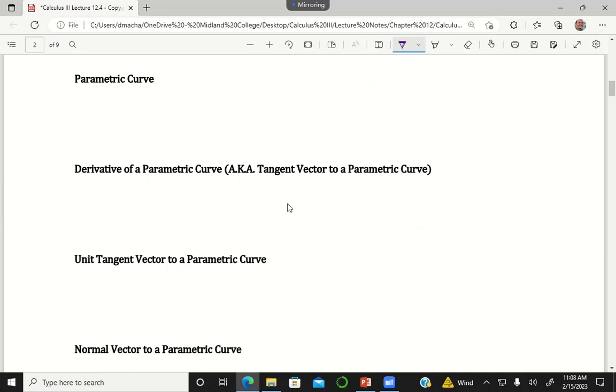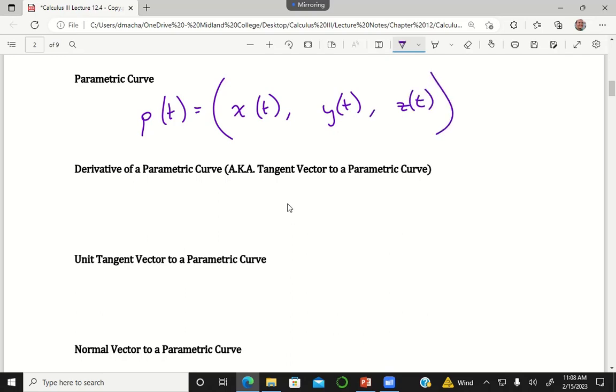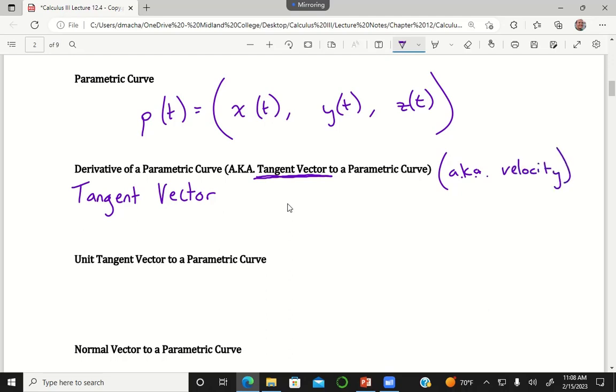So, again, if I have a parametric curve and I call it P of t, and this is defined by x of t, y of t, z of t. Talked about what that means. The derivative of a parametric curve is also known as the tangent vector to that parametric curve. And I just said this not 10 seconds ago, but this is also the same thing as the velocity of the object that's traveling along the parametric curve as a function of time.